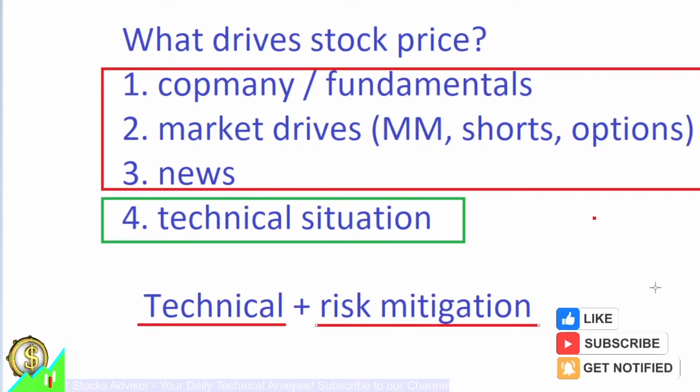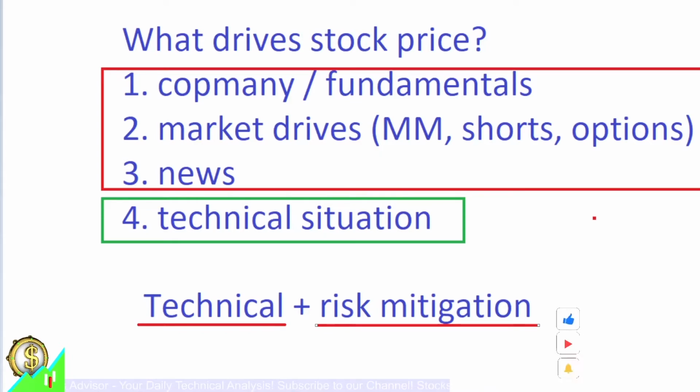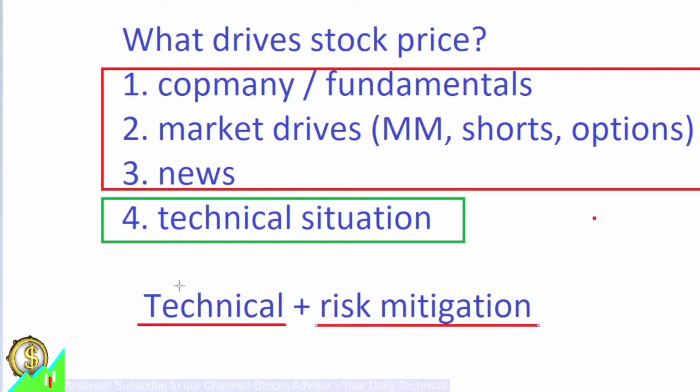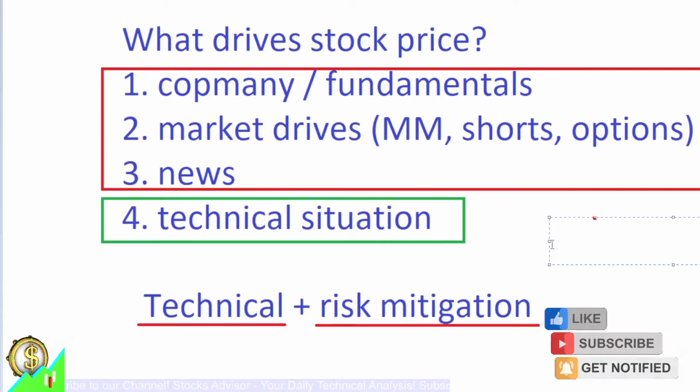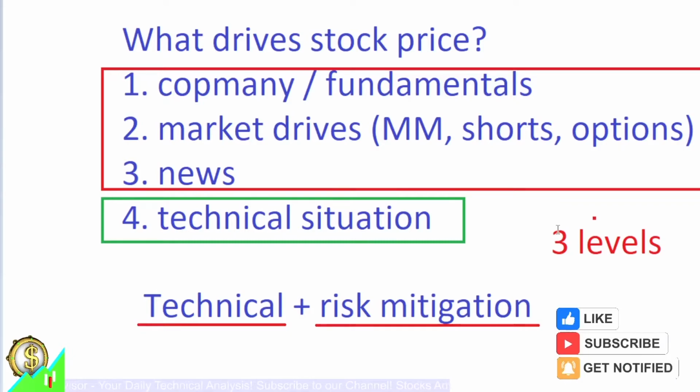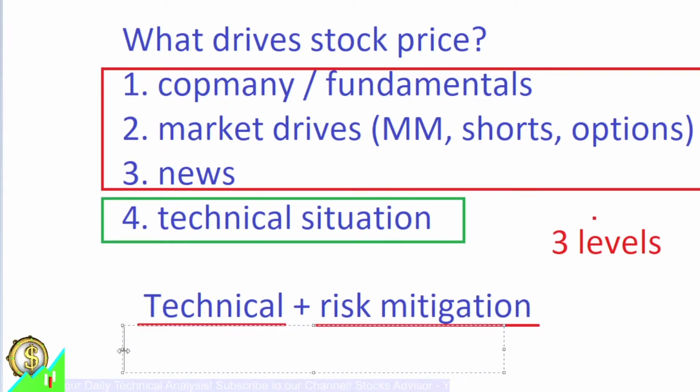So how does it work at our channel? At our channel, we always talk about 3 levels. Those 3 levels are spread across these 2 points, technicals and risk mitigation. These are the levels where you can buy in. I will explain it in more detail now. But first of all, we have 2 levels that are technicals. So 2 levels we always keep for technicals.